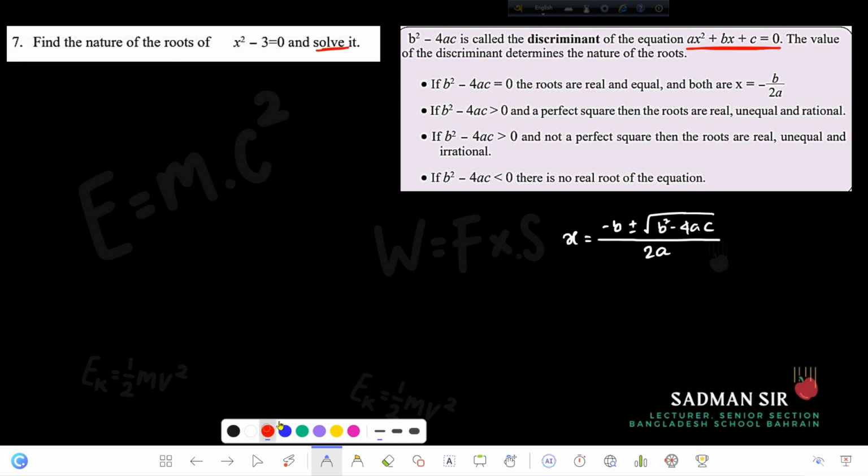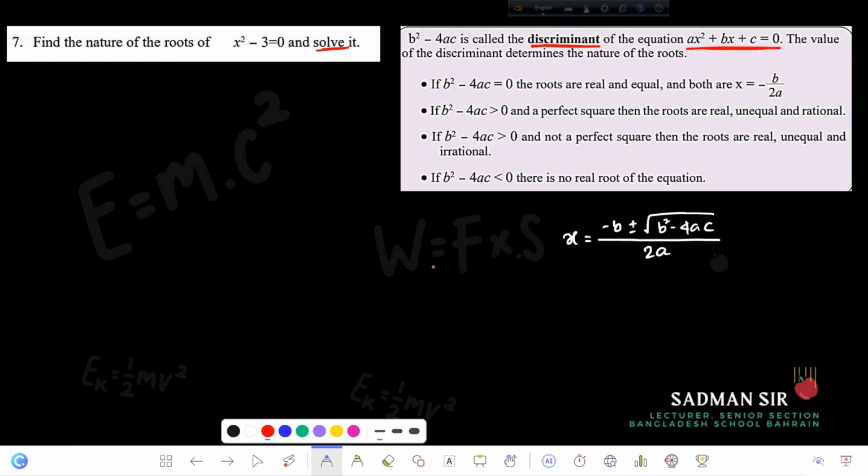I forgot to mention that this b square minus 4ac part is called the discriminant of the equation. Remember, this is called the discriminant. So if you replace the values of a, b and c in b square minus 4ac and find that the value becomes 0, then we can say that the roots are real, equal, and the value of the roots will be minus b by 2a.